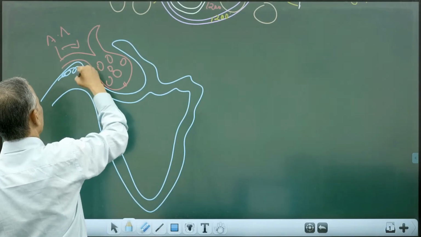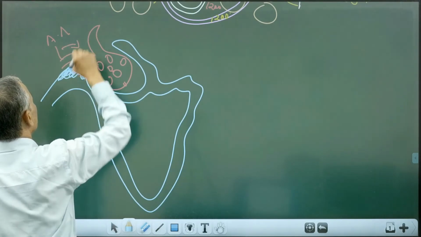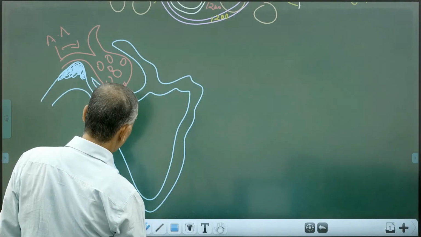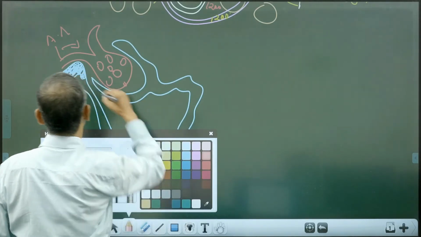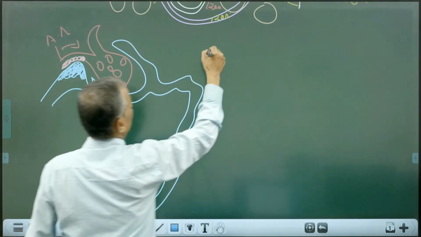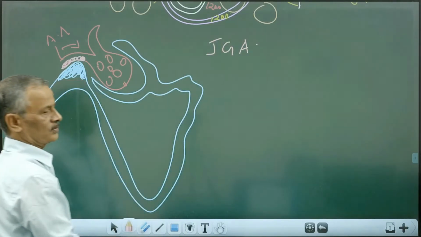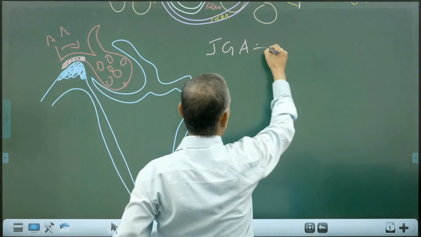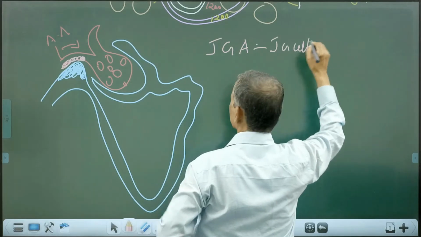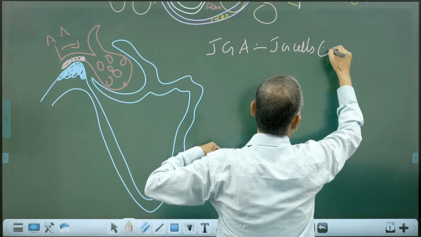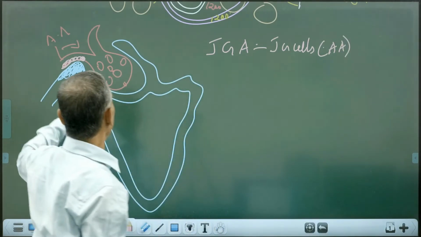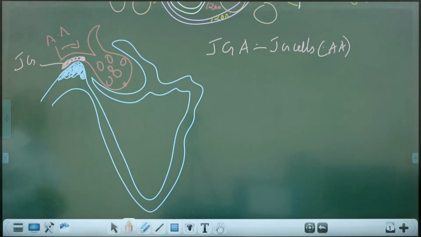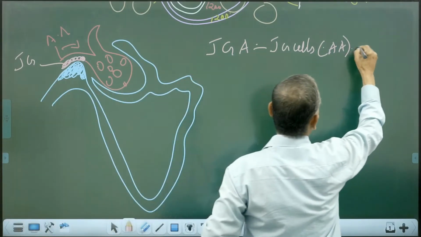at the point where the DCT and the wall of the afferent arteriole are coming and meeting each other, a thickening develops. That thickening is called the juxtaglomerular apparatus. This juxtaglomerular apparatus has secretory cells called juxtaglomerular cells. These juxtaglomerular cells are present on the afferent arteriole wall. This is the juxtaglomerular cell. It is secretory in function.